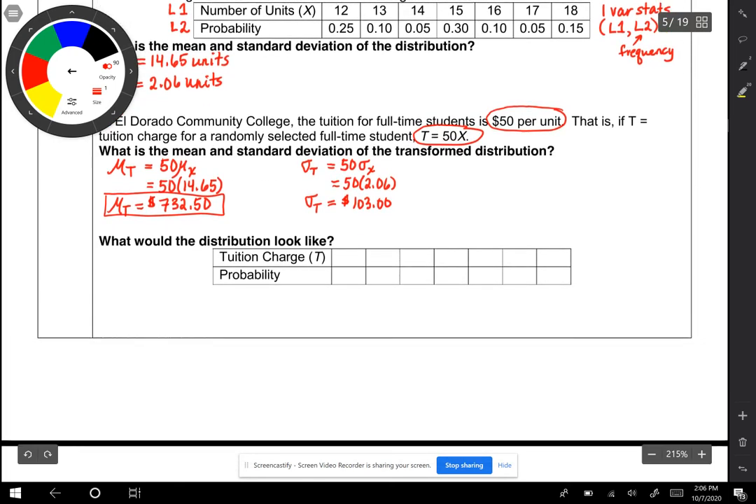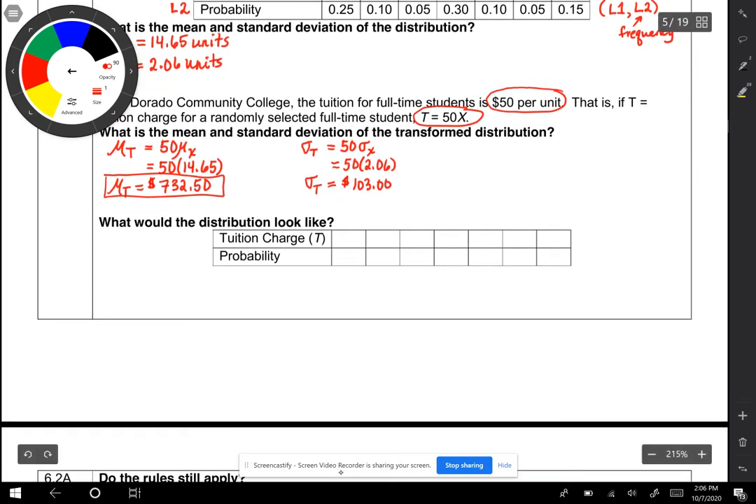What would the distribution look like? Well, if a person took 12 credits, it'd be $600, $650, $700, $750, $800, $850, $900. Probabilities don't change.